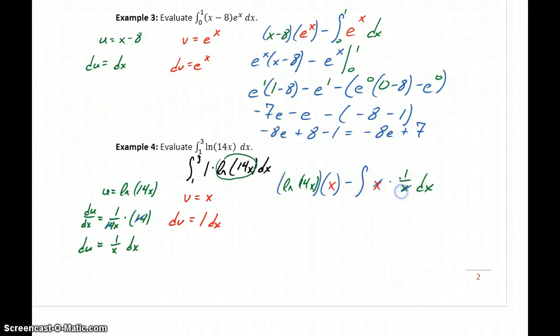So x over x here will cancel, so we're just integrating 1. So we're going to get x times the natural log of 14x minus the integral of 1 with respect to x, which will be x. And then we want to evaluate that from x equals 1 to x equals 3.